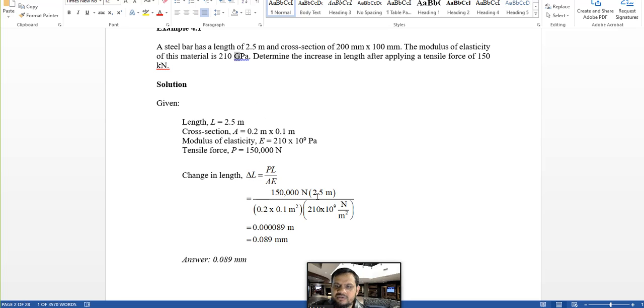PL by AE: P means Newton, L meter, A meter square, E Newton by meter square. The ultimate answer will be in meter. It is a very small number, so I multiplied by 1000 to make it millimeter. It now looks better. Even if not so good, it's still better than telling somebody the deformation of this material will be 0.0000089. When you say 0.000, by this time he will get lost. But if you say 0.089, though it is still not good, it is better.